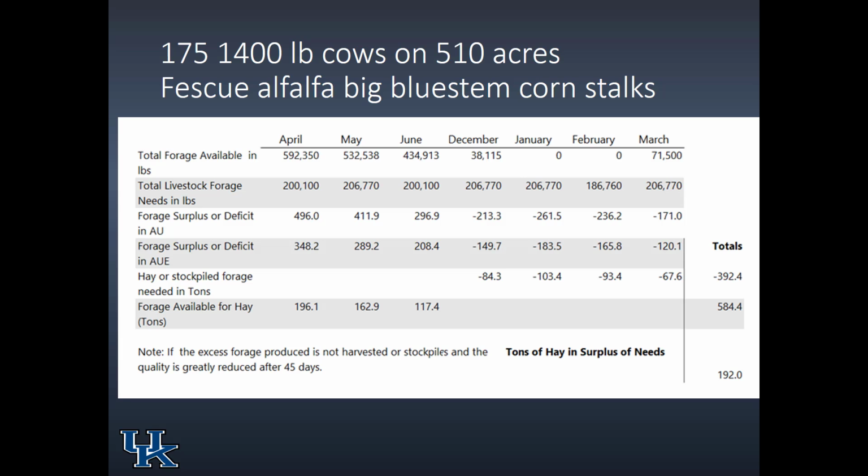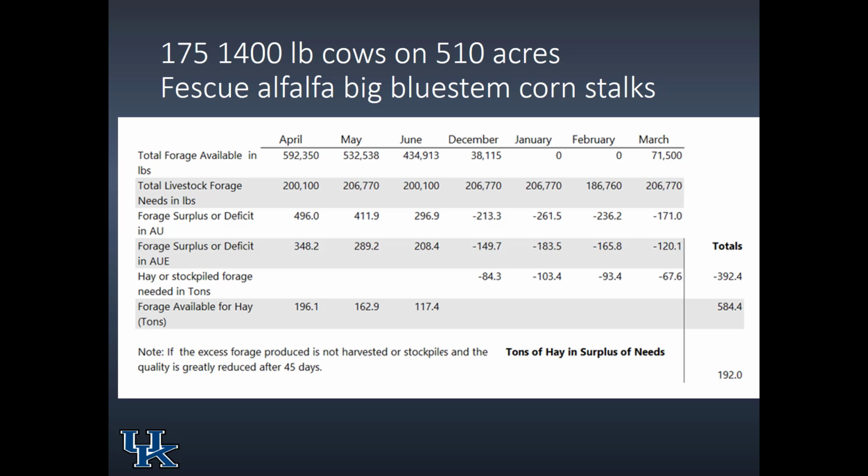The next line shows which months you're going to need hay or stockpiled forage, and you can see that begins to show up in December, January, February, and March. You also have a line that calculates when you have forage available for hay. On most of our systems, there's going to be a lot of forage in that April, May, June time period, and not all of which we can, of course, harvest effectively. So this is the kind of output that you will get.